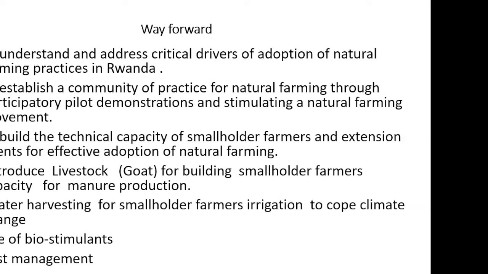To build the capacity of farmers and extension agents for effective adoption of natural farming, introduce livestock. That is what we wanted to do, to buy some goats, which are easy for a farmer to raise, so that we can increase the capacity of farmers for manure production and water harvest.